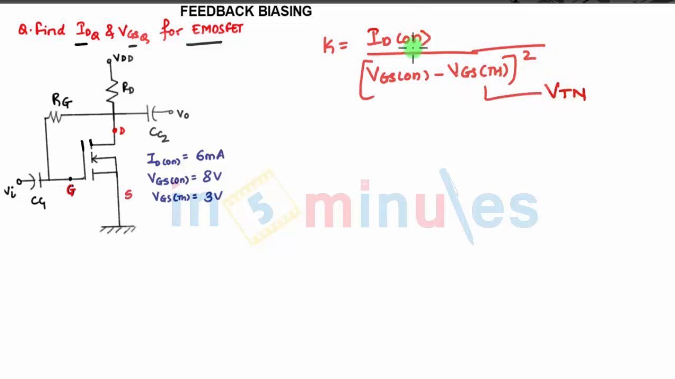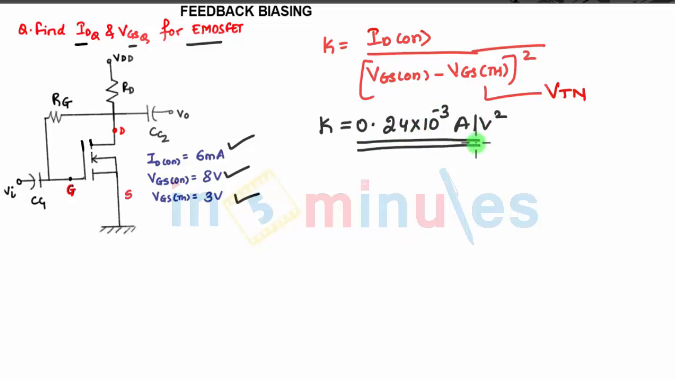So what is given? VTN is given as 3 volts, VGS on is given as 8 volts, and ID on is given as 6 milliamperes. When you substitute these values, you will get K as 0.24 into 10 raised to minus 3 ampere per volt square. So we got the value of K.